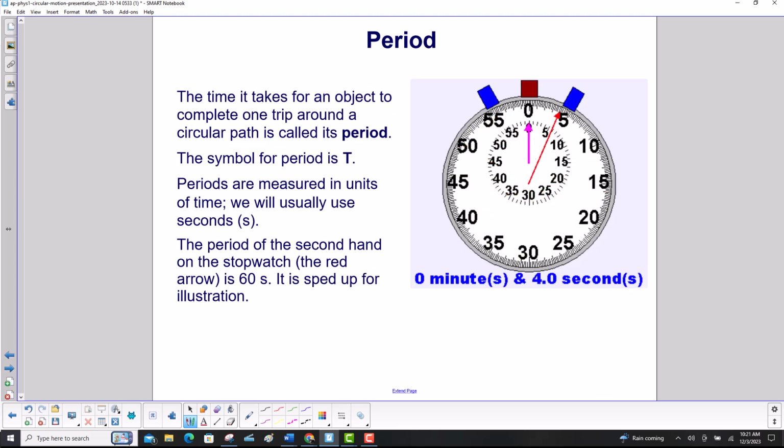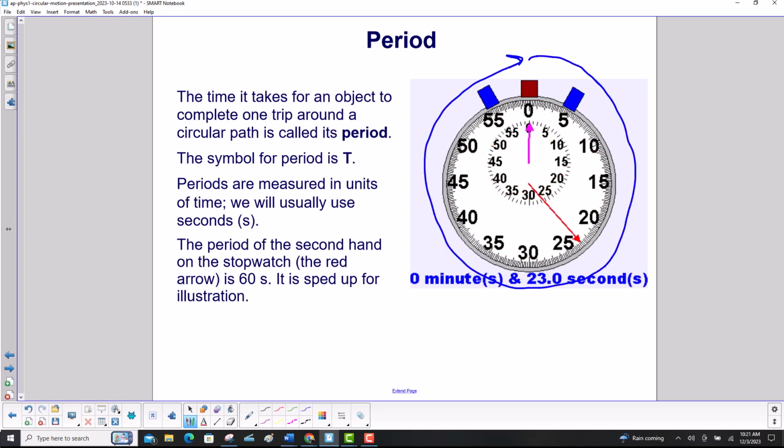Period. The time it takes for an object to complete one trip around a circular path is called its period. So that's from here right to here. The symbol for period is capital T. Periods are measured in units of time. We will usually use seconds. The period of the second hand on the stopwatch, that's the red arrow, is 60 seconds. It is sped up here for illustration.